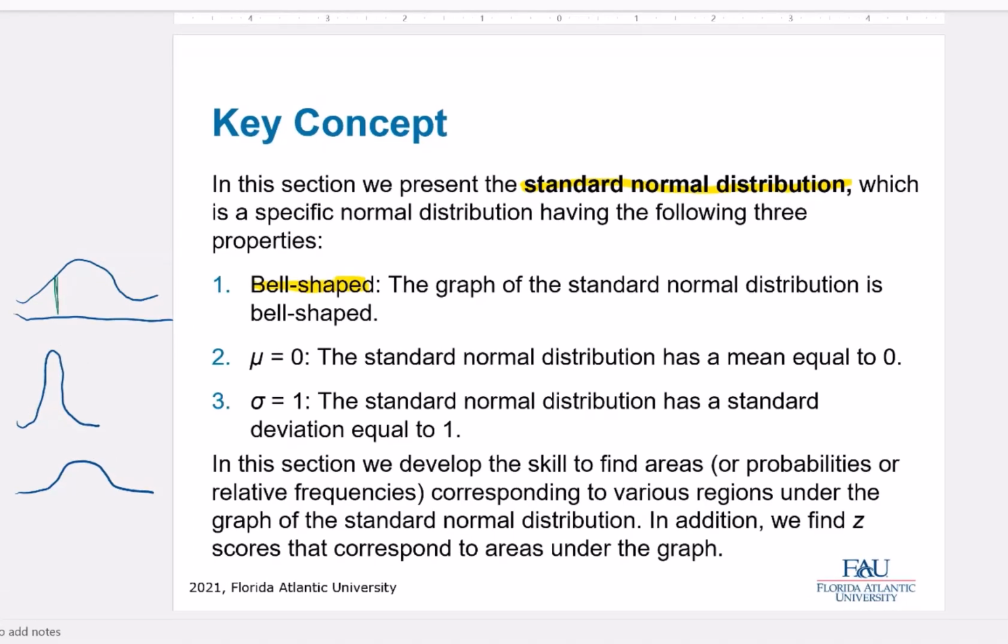Let's say right here is where my point lies. Then the area under the curve from here to the end would be the same as my probability. The area under the entire curve is 1. That's how we're going to find probabilities, because remember, probabilities are between 0 and 1.